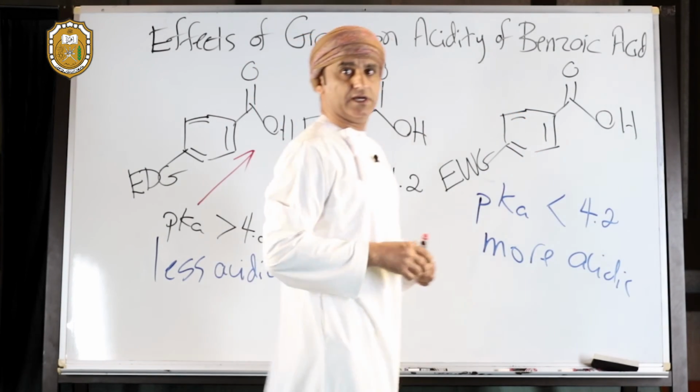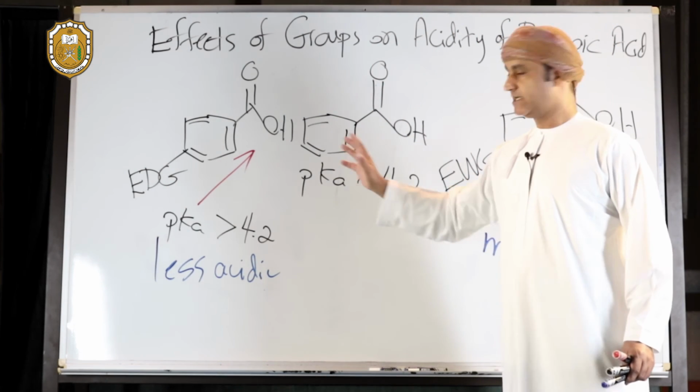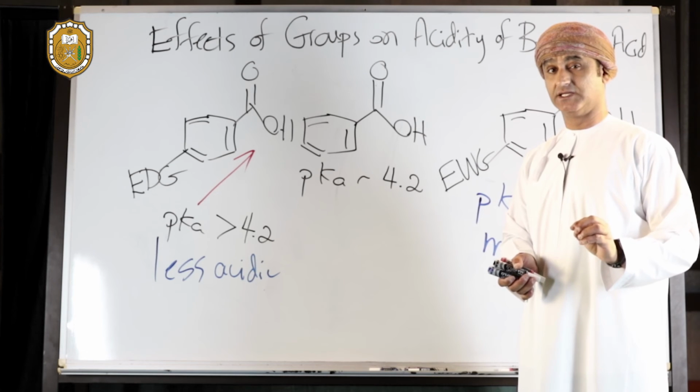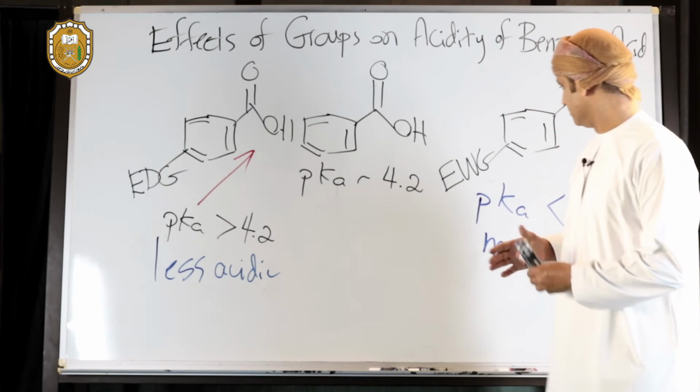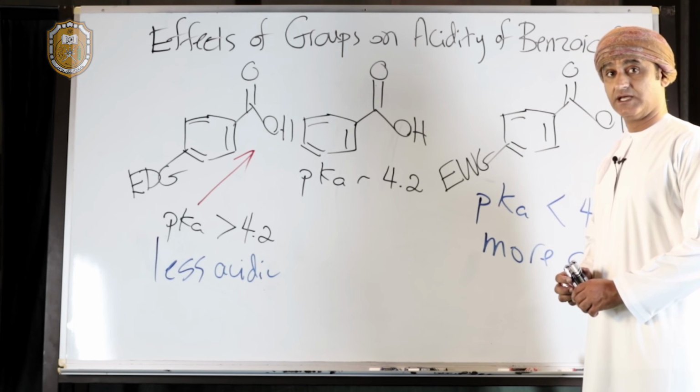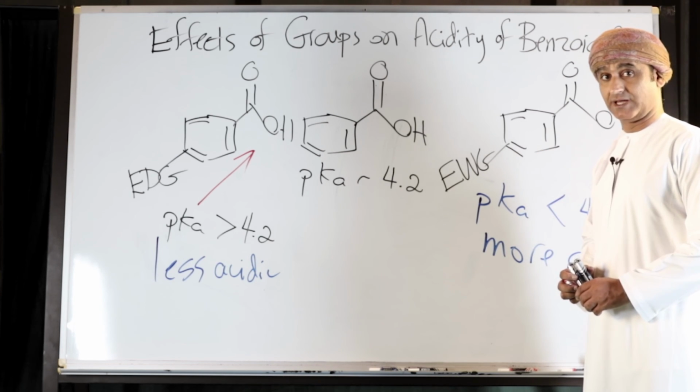So in summary of this, electron-donating groups on benzoic acid lower the acidity of the benzoic acid. Electron-withdrawing groups on the benzoic acid actually enhance the acidity of the corresponding carboxylic acid.